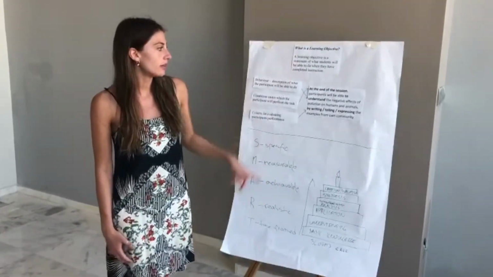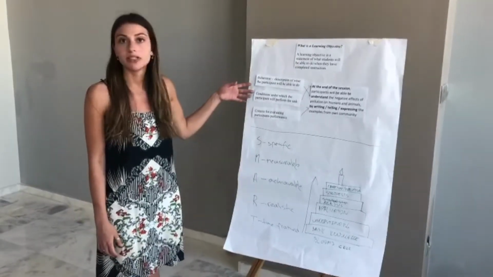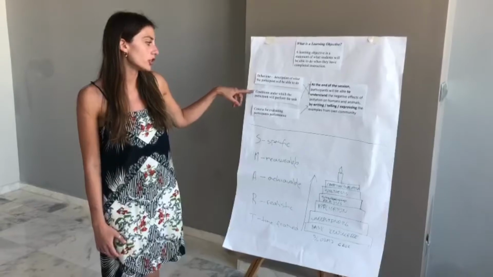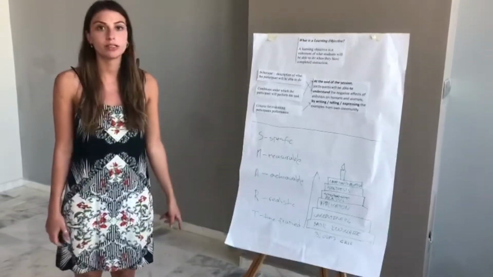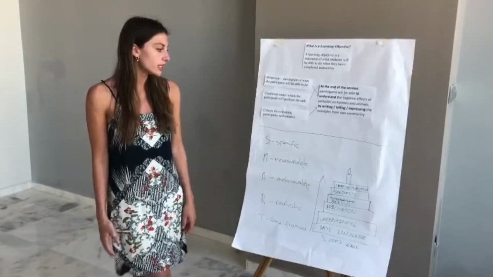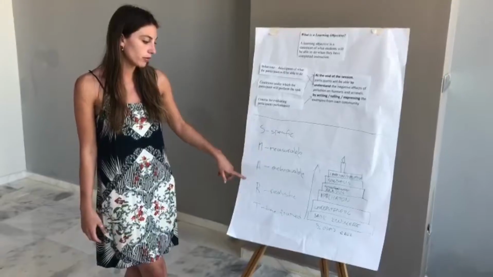These are the definitions, and they have three main characteristics. They are behavior, conditions, and criteria. Then he showed us how to create SMART learning objectives. SMART stands for specific, measurable, achievable, realistic, and time-bound.